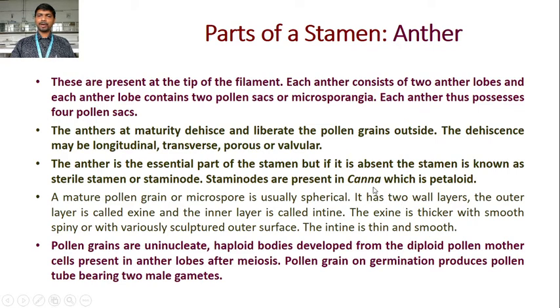In some plants, for example canna, the anther is absent in the stamen, so such a stamen is known as a sterile stamen or staminode. Such staminodes are present in canna, which is petaloid.